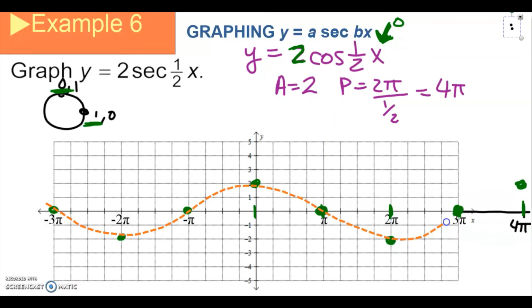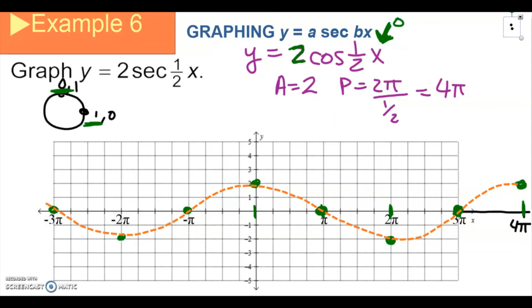Make a dotted line, or make it light or something. Make it different colors if you want. Something to show that this is not actually my answer. This is kind of my guide for my answer. Okay? So that's the cosine wave that this secant wave is going to be based off of.